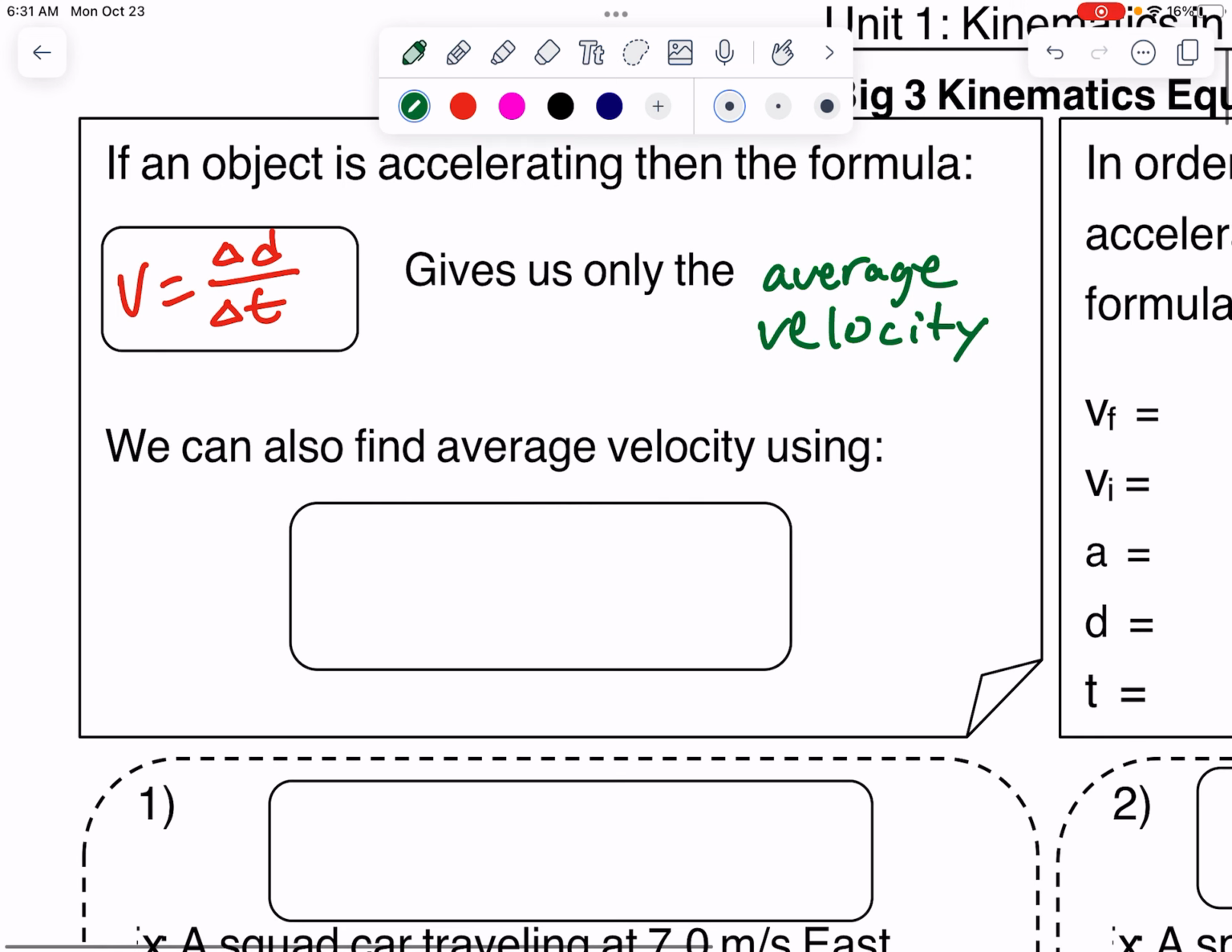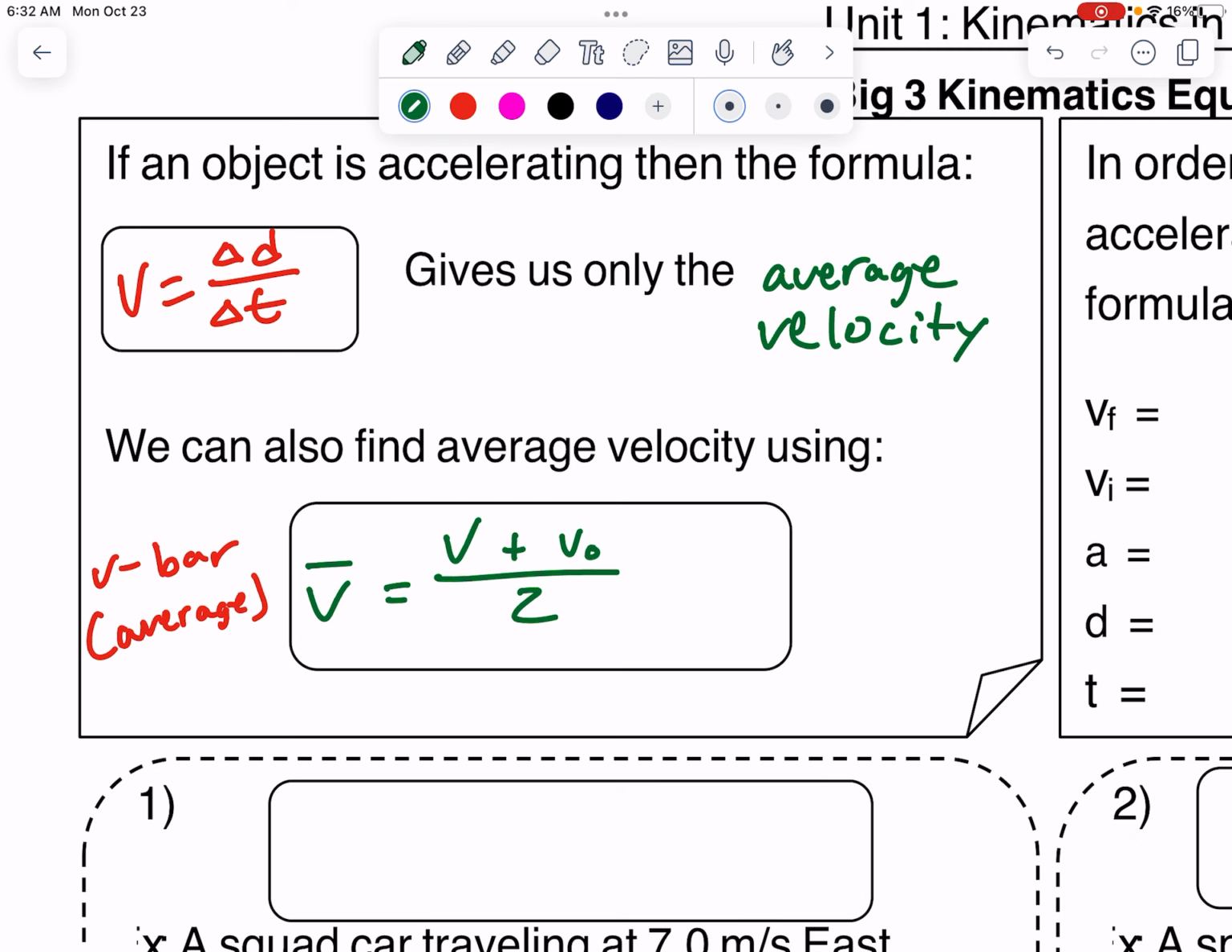One thing we also learned is that there's a second formula we can use, which would be, I'm going to use this little bar here. So the V with the bar over simply indicates that it's the average. All right, so it's going to be equal to the final velocity plus the initial velocity divided by 2.